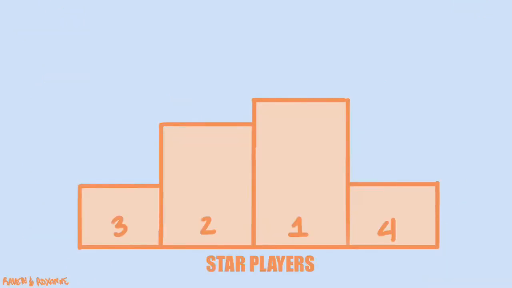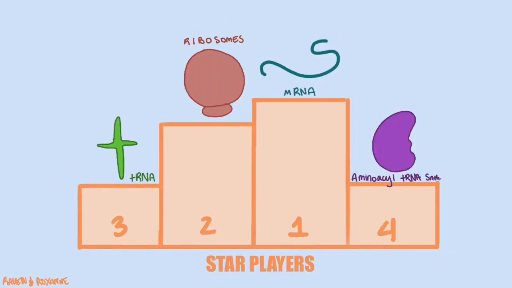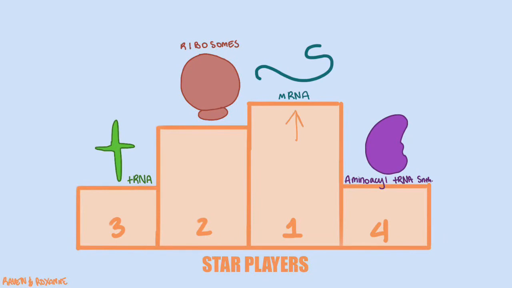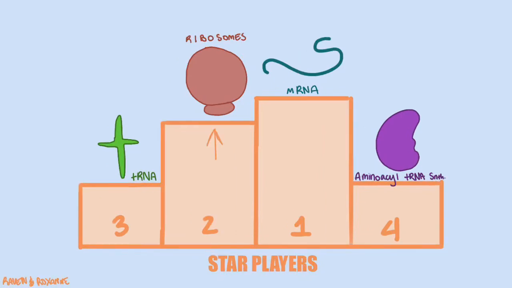Before we get into the steps of translation, it's important to know what's involved. The main components are mRNA, ribosomes, tRNA, and amino acid tRNA synthase. mRNA is kind of like a blueprint. It has all of the necessary information for the tRNA, which is more of a builder, to be able to transfer amino acids. Ribosomes, made up of proteins and rRNA, are the structures where proteins are built.